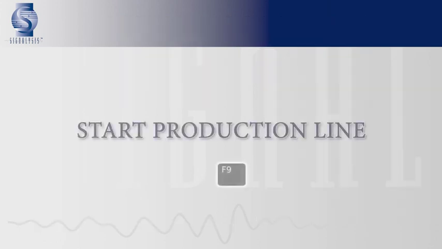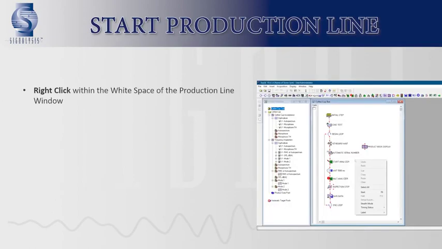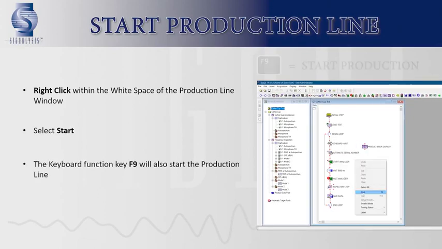In order to test a production part, it is necessary to start the production sequence. This can be done manually or automatically on application startup. First, right-click within the white space of the production line window. Select Start. The keyboard function F9 will also start the production line.